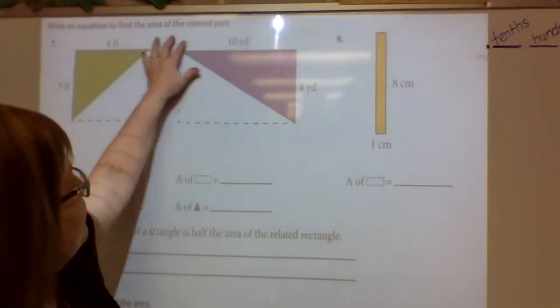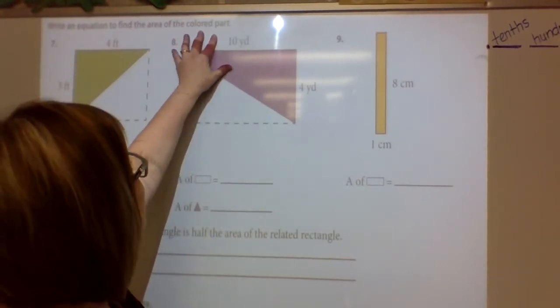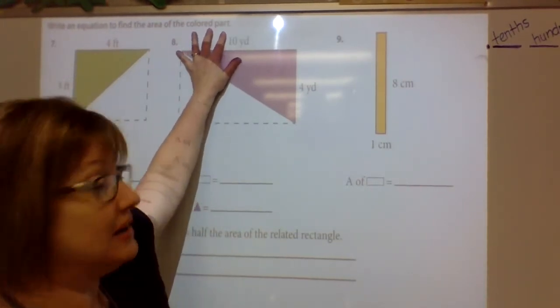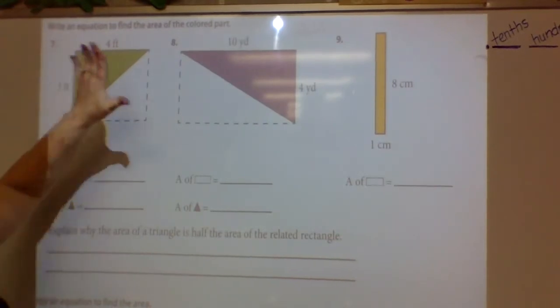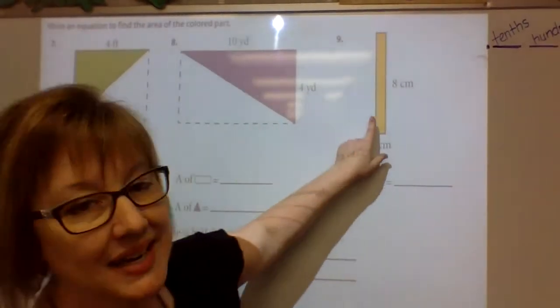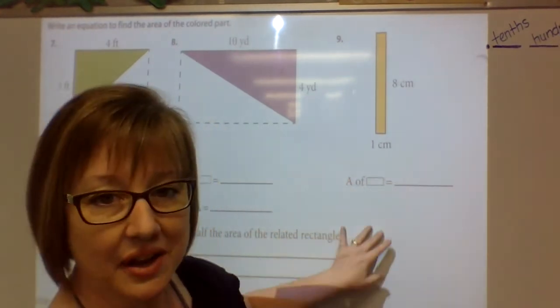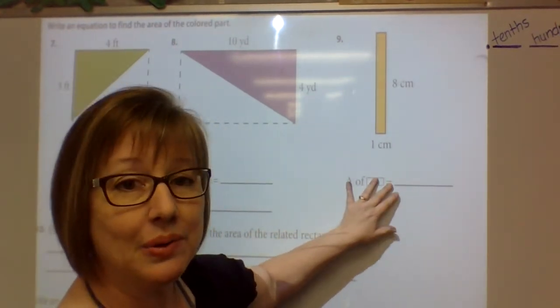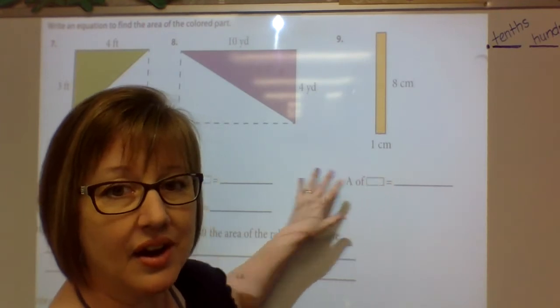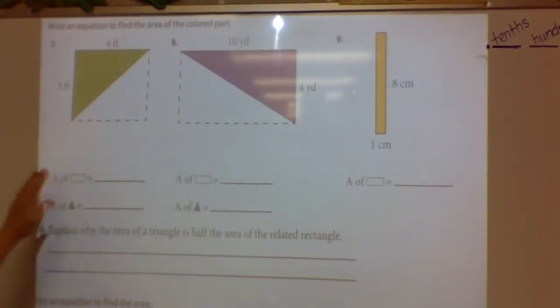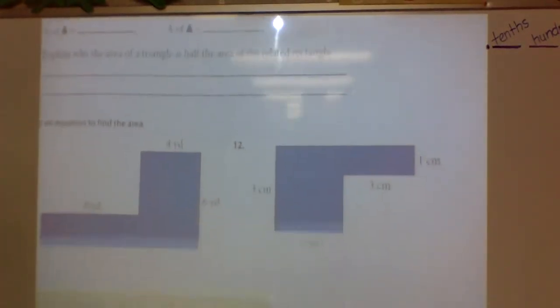All right. Write an equation to find the area of the colored part. Okay? So we're doing the exact same thing, only this one again, they're going to try to trick you. They didn't give you the same number of lines, so they're helping you a little bit, but only give the whole area there, and half of these. Okay? You know how to do those. You can finish that out.